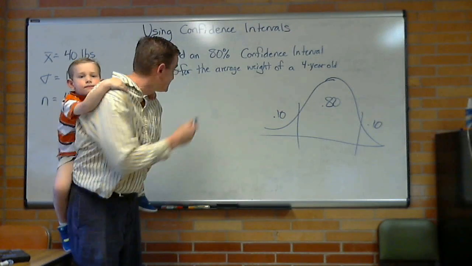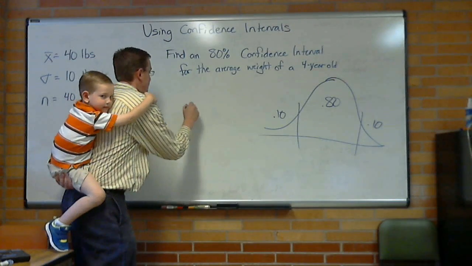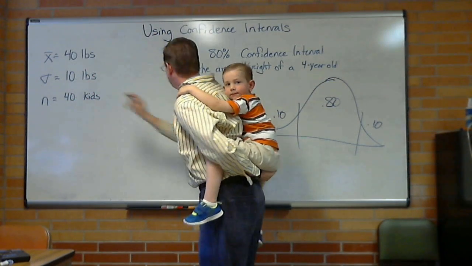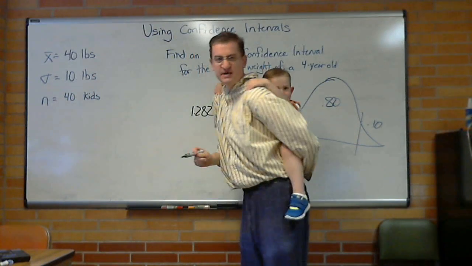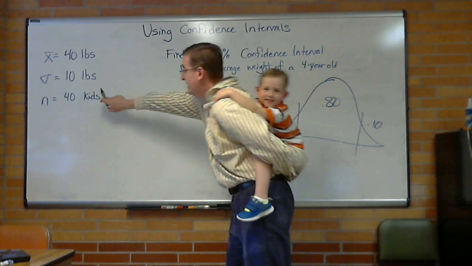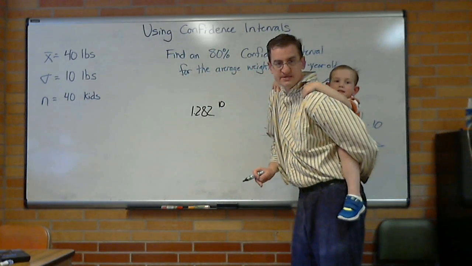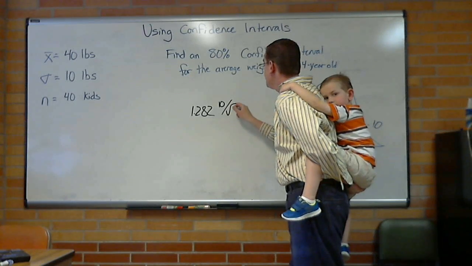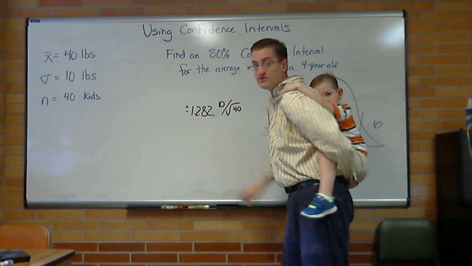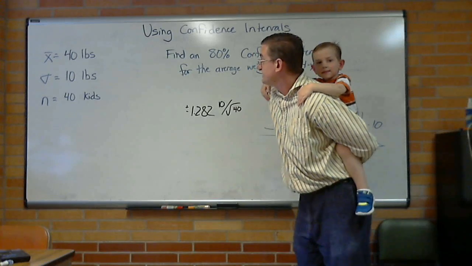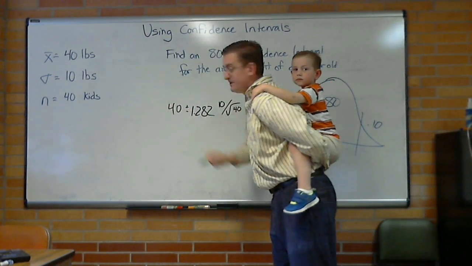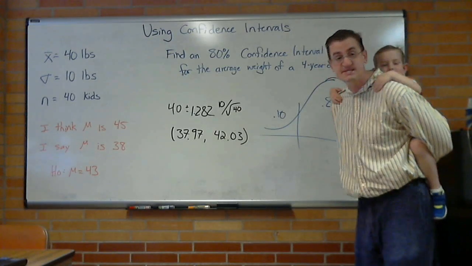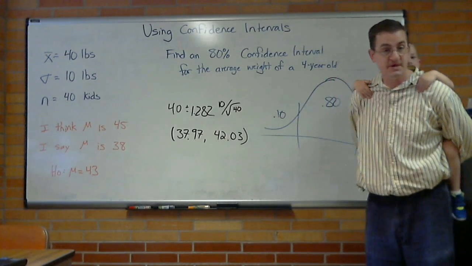So I make my confidence interval as 1.282 times my sigma, which is 10. I think I forgot to check my assumptions, but n is more than 30, so I'm okay to do this, even though it never says it's actually normal. Over the square root of 40, that z-score needs to be plus or minus, and my average is going to be 40. So our confidence interval is 37.97 to 42.03.